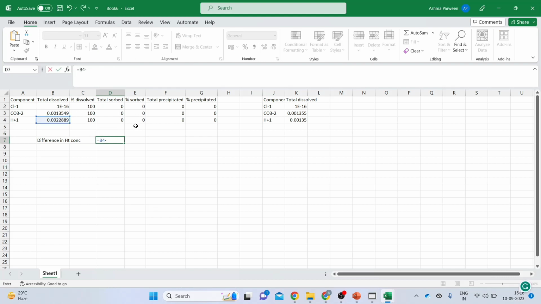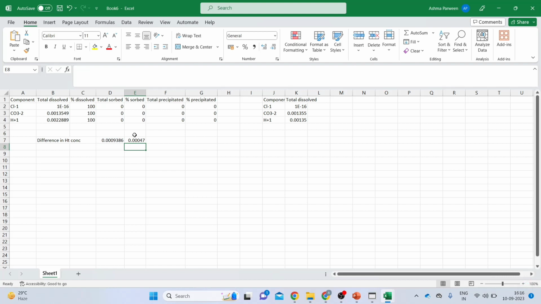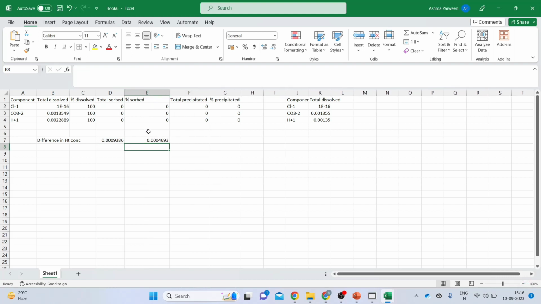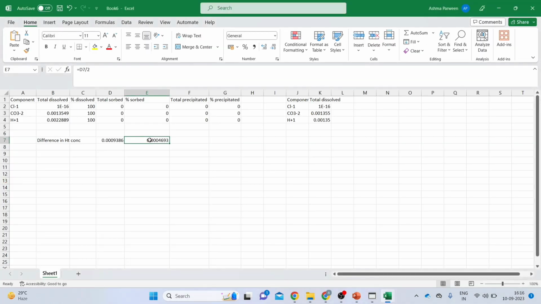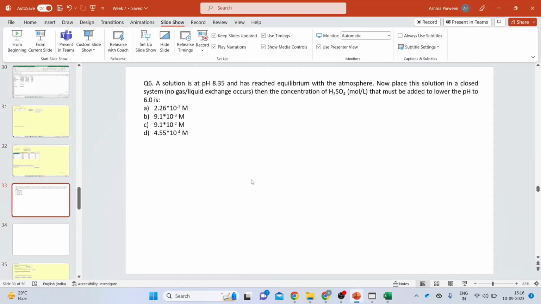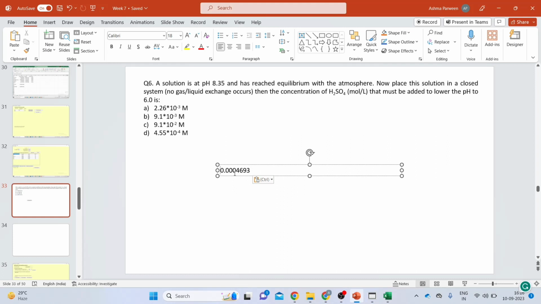So it is this one minus this one. This is the overall difference, and since we know that each mole of H2SO4 will give us 2 moles of H plus and 1 mole of sulfate, if there is a difference in this much of H plus concentration, to find out how much H2SO4 we are adding, we have to divide it by 2. So this is the overall concentration. Let's increase the number of decimals. So it is 0.0004693. Let's copy this. So this is the concentration of H2SO4 to be added.